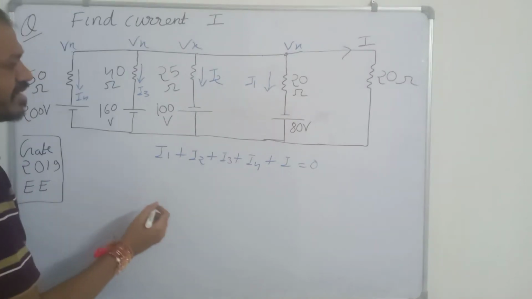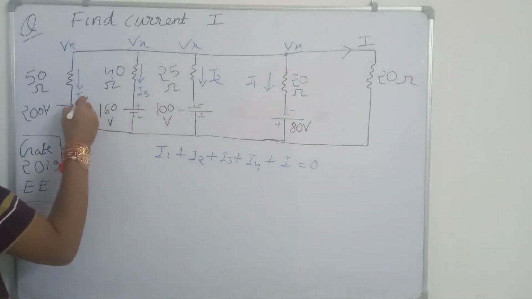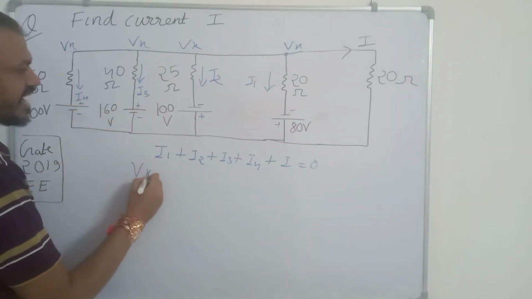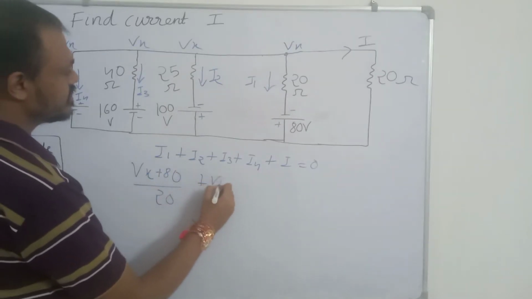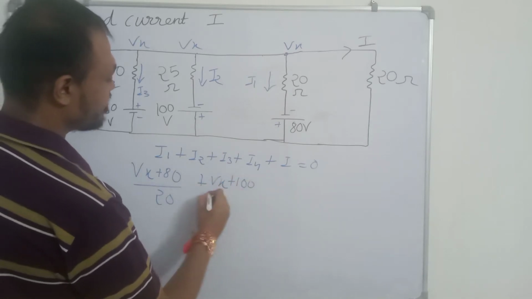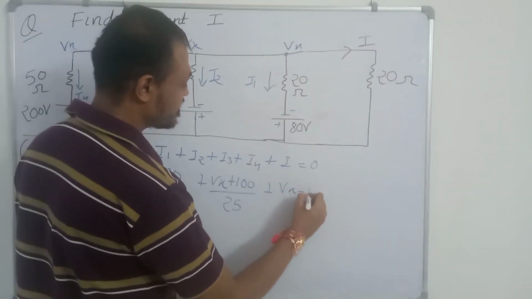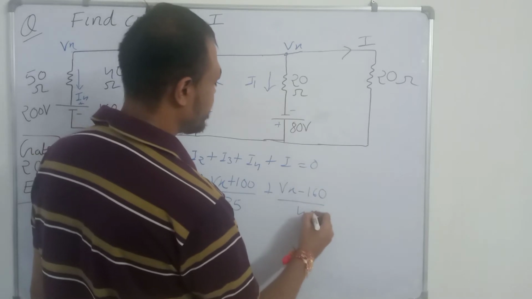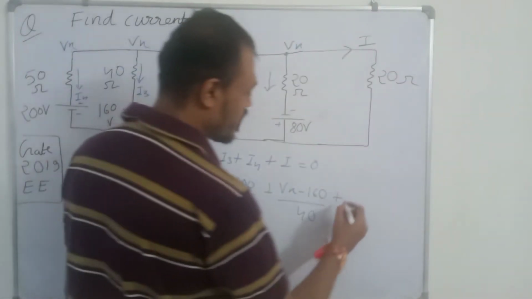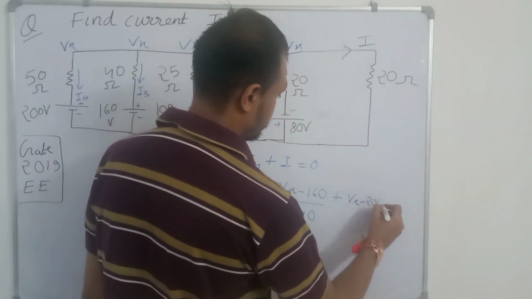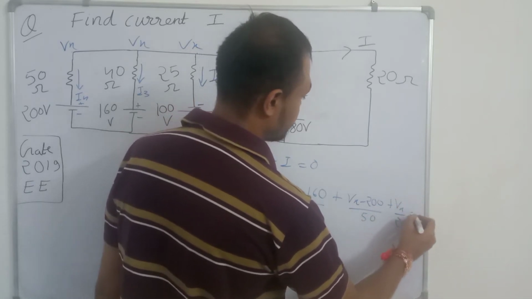So the value of I1 will be, so this is negative, this is positive, this is negative, this is positive, this is positive, this is negative, and this is positive, this is negative. So I1 will be (Vx plus 80) upon 20. I2 will be (Vx plus 100) upon 25. I3 will be (Vx minus 160) upon 40. I4 will be (Vx minus 200) upon 50. And I will be Vx upon 20. And this is equal to 0.